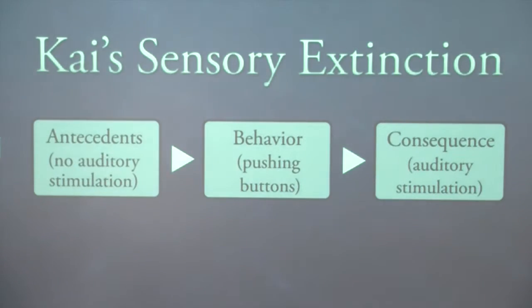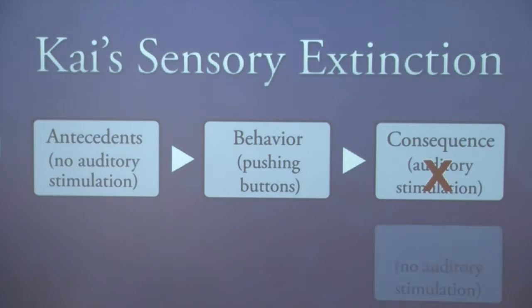Mom, it doesn't work. How is this extinction? Let's look at our diagram. Before, he received auditory stimulation from engaging in the behavior. When the sound is gone, the reinforcement from pushing the buttons is gone and the behavior will stop. When a behavior that previously produced reinforcement now doesn't produce reinforcement, the occurrence of the behavior will gradually decrease to a low rate or completely extinguish.